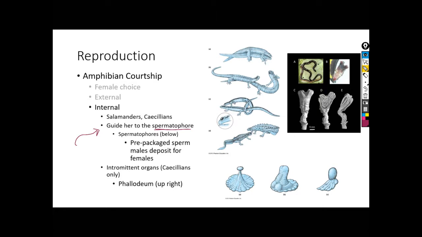Okay, so this is actually what we see here. These are all different versions of spermatophores. They're very hard to picture. But fundamentally, wrapped packages of sperm that the male is going to leave in front of the female for her to pick up.